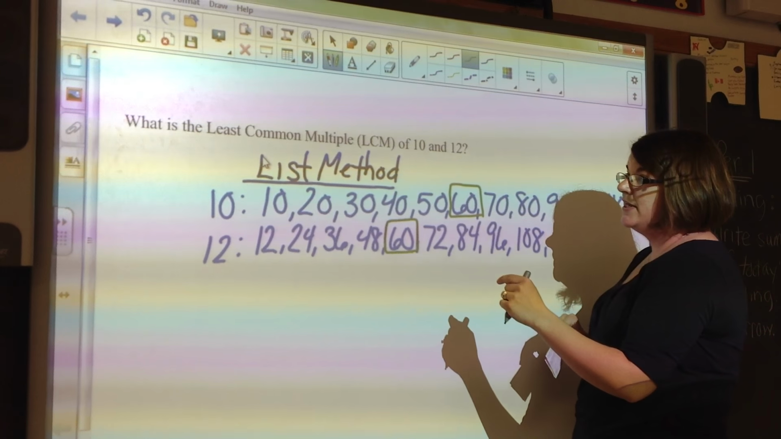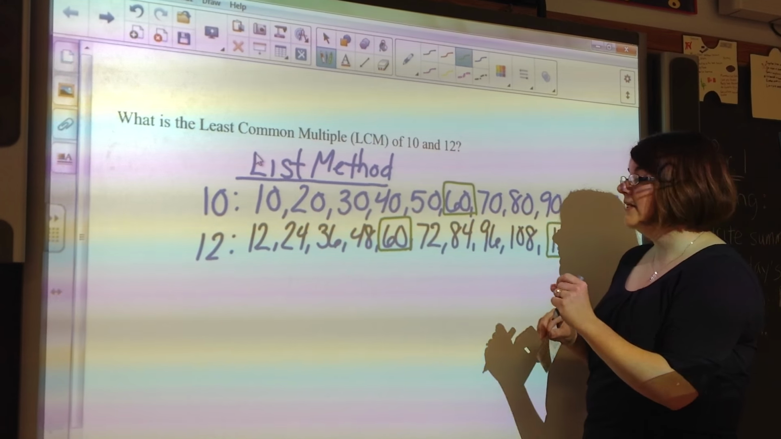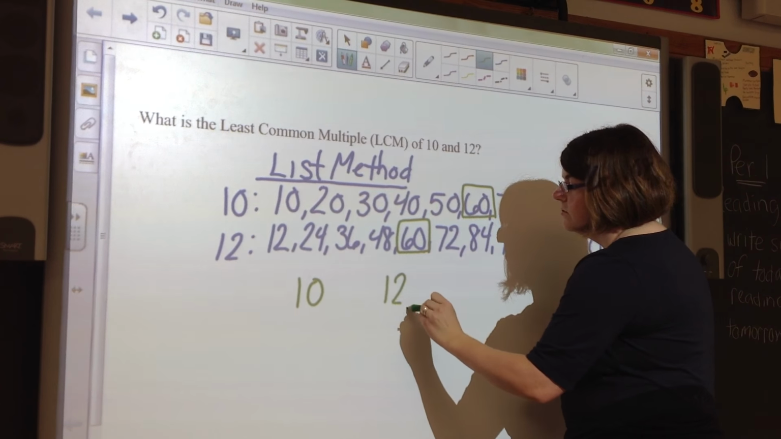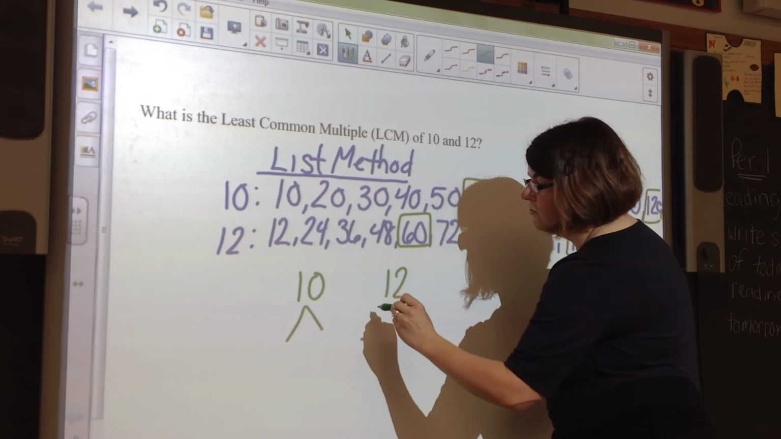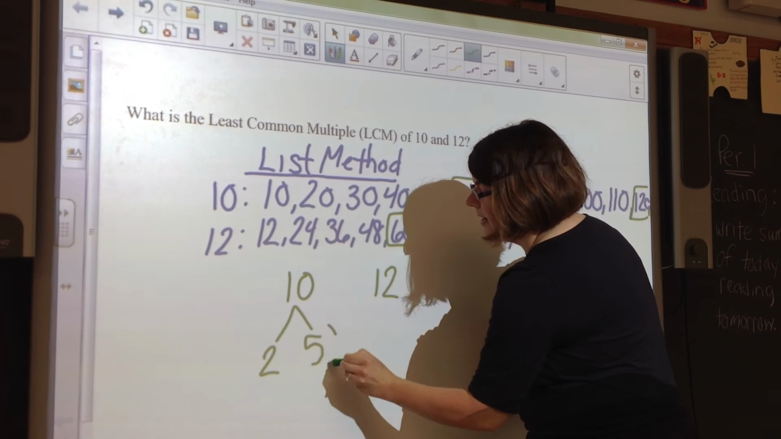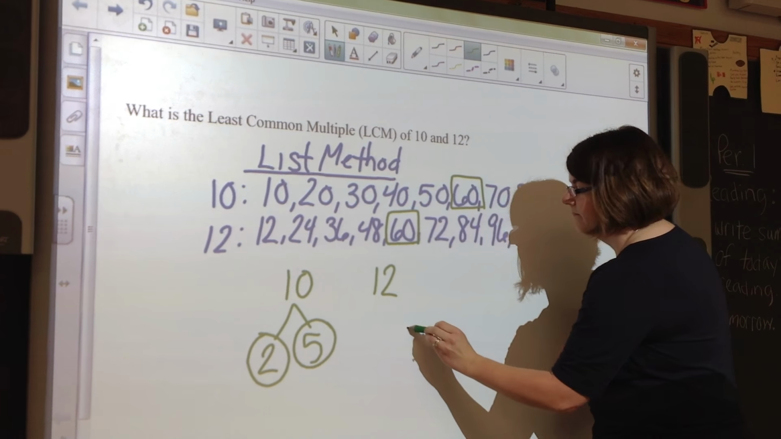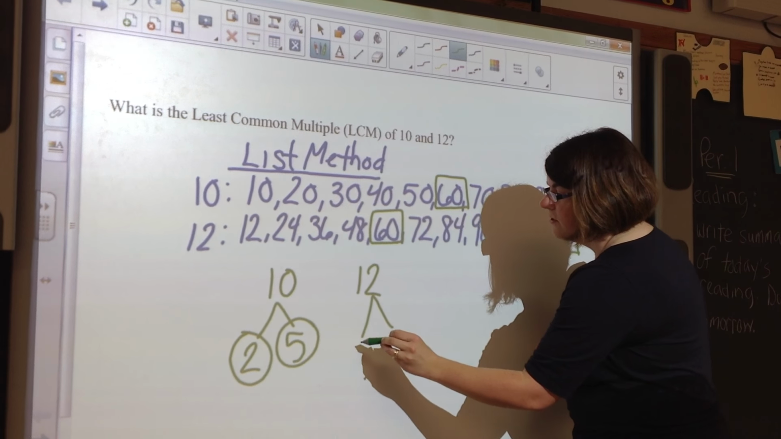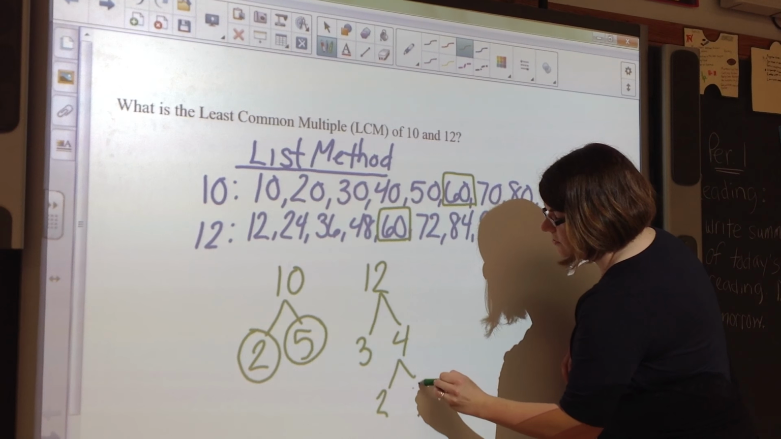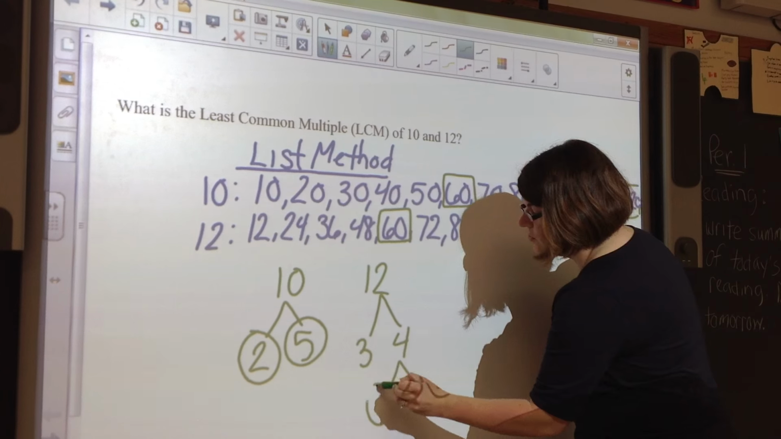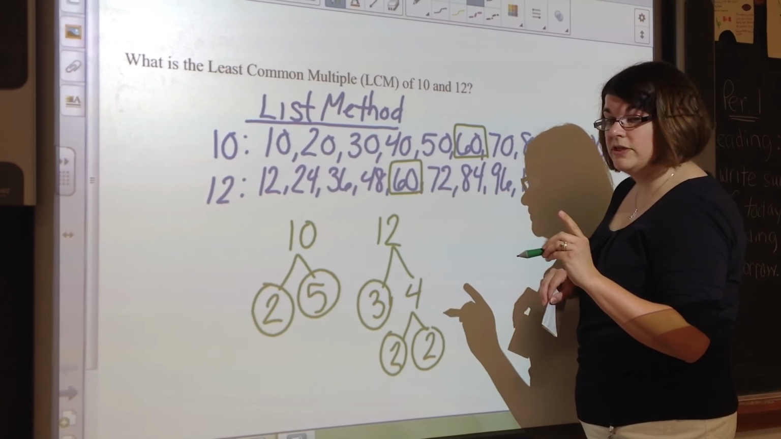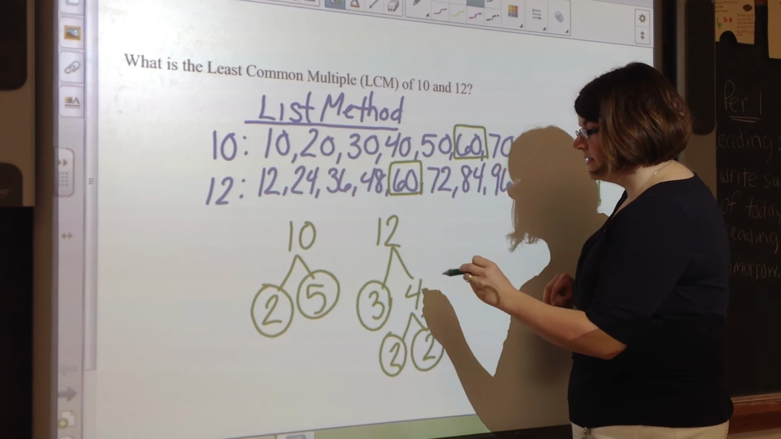The second method is your prime factorization method. That's when you take your two numbers and you break them down, just like we do with GCF. You do your factor trees, 2 times 5, and these two numbers are prime, so we circle them. And then we break this to 3 times 4, and then break this down to 2 times 2. And remember, you only circle the number if it's prime, and a prime number is a number that can only be divided by 1 and itself.